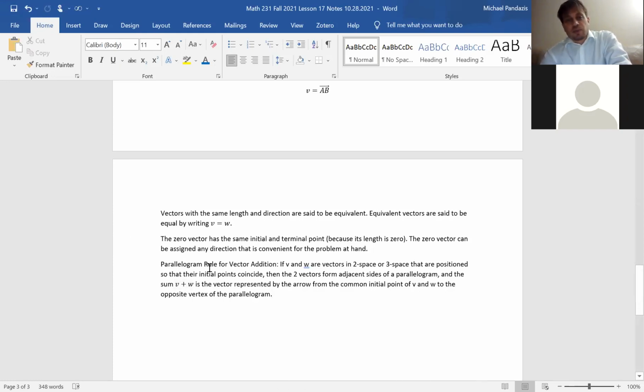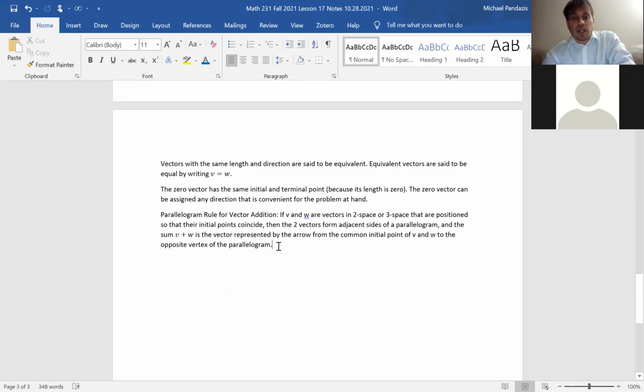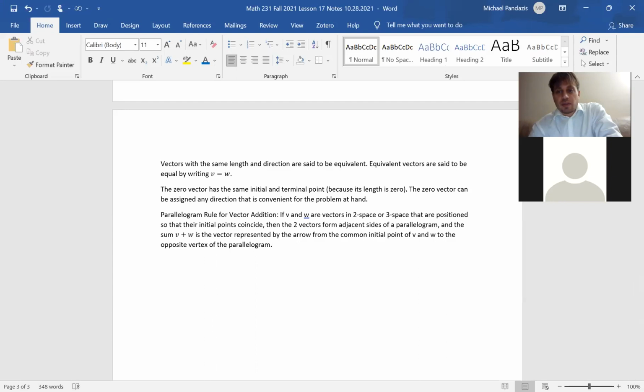Okay, so parallelogram rule for vector addition. If V and W are vectors in 2 space or 3 space that are positioned so that their initial points coincide, then the 2 vectors form adjacent sides of a parallelogram, and the sum V plus W is the vector represented by the arrow from the common initial point of V and W to the opposite vertex of the parallelogram. Okay, so this is explained very easily with a picture.